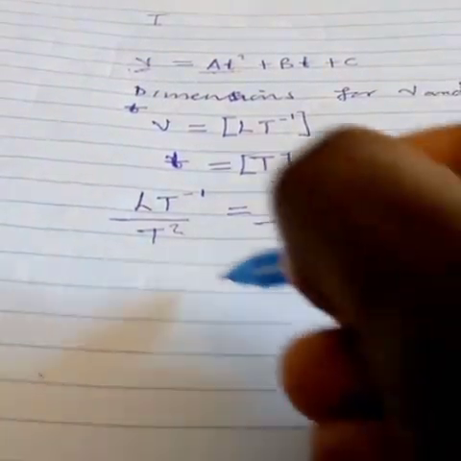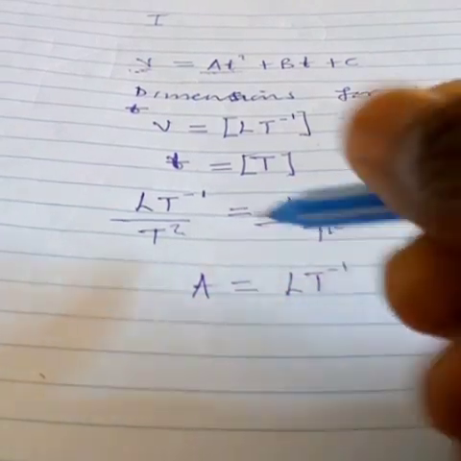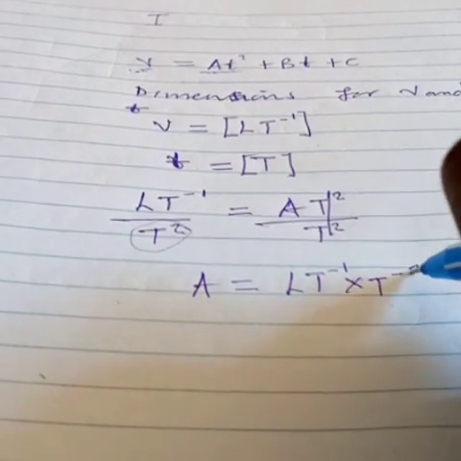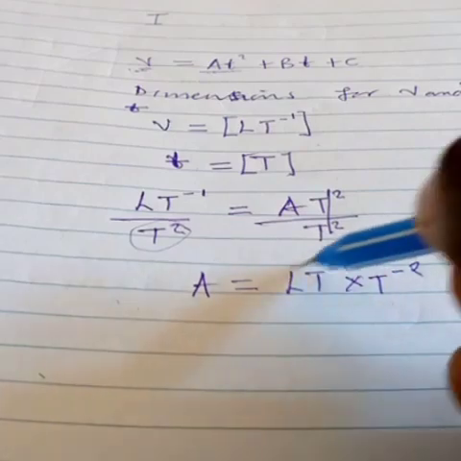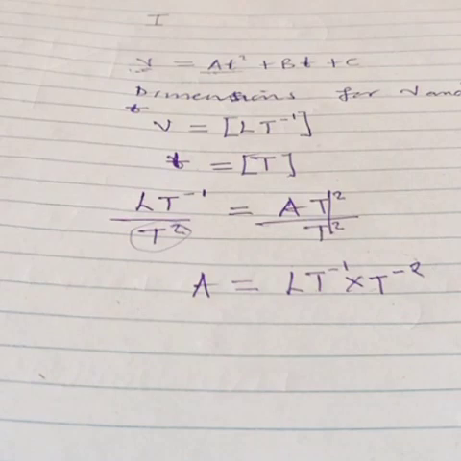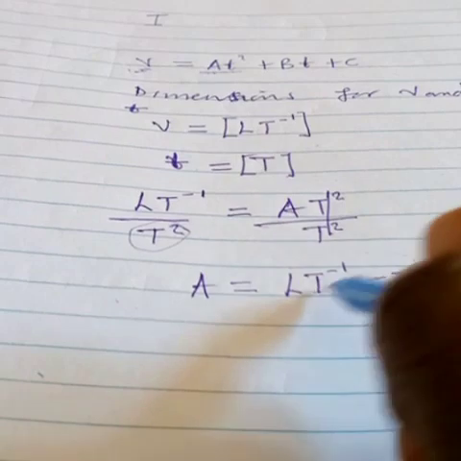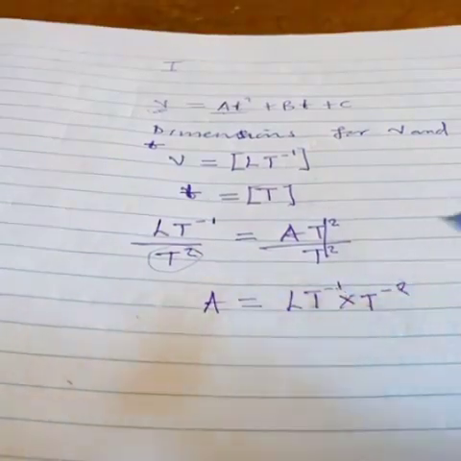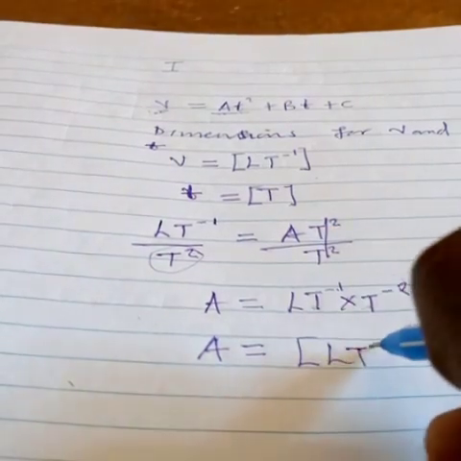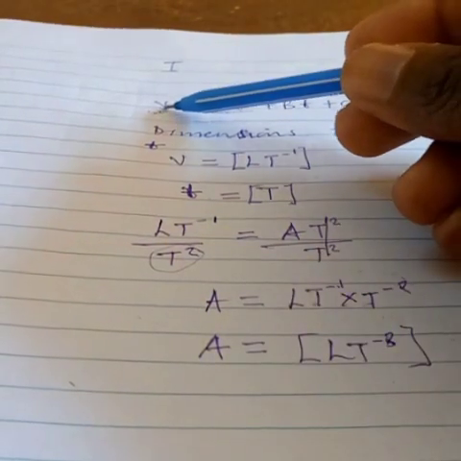So you divide, and we're going to have A equal to L t to the power negative 1. Then this one, whenever it goes on top, is going to be multiplied by t to the power negative 2. So you can use the rule of indices whereby you're having the same bases. What does it mean? You find that these two can be taken as one thing, and then you add the powers, and the dimensions for A will be L t to the power negative 3. You are done.